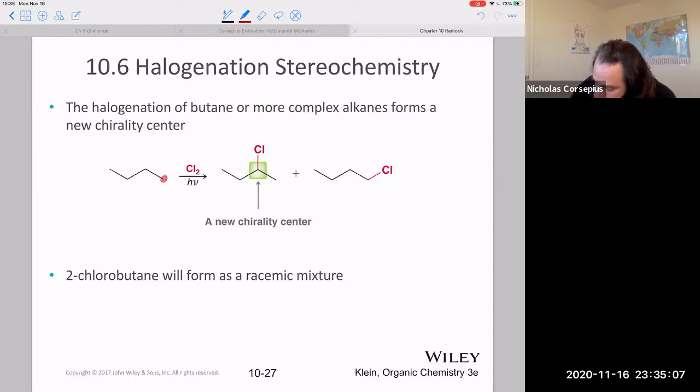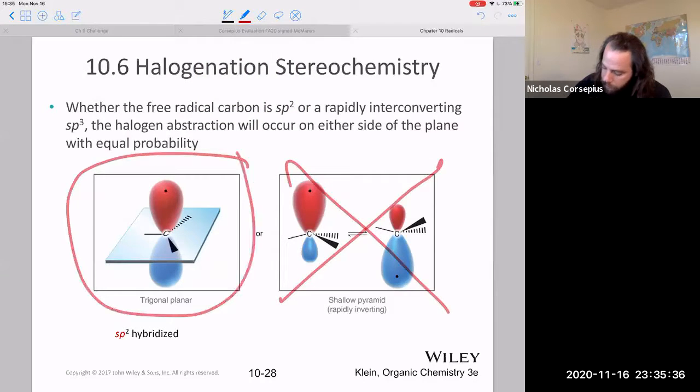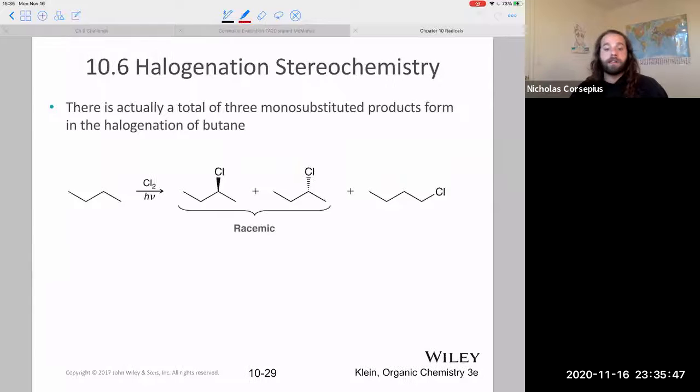Obviously, if your chlorine adds to this terminal carbon here, you don't have anything to worry about because there are no stereoisomers. But if your chlorine adds to this secondary carbon here, then all of a sudden you've generated a new chiral center. And that begs the question of what is going on in terms of the stereospecificity. Well, the good news, if you remember what I was telling you before, is that we consider, and let's simplify things, we're just going to say it's trigonal planar. Because the radical is trigonal planar, that means approach from either side. And so the bottom line is you're not going to have any stereospecificity.